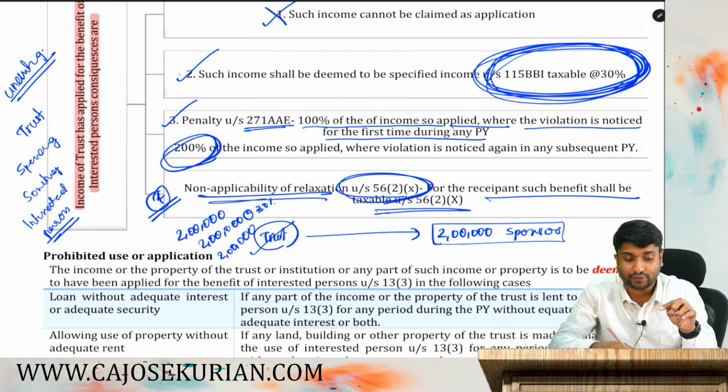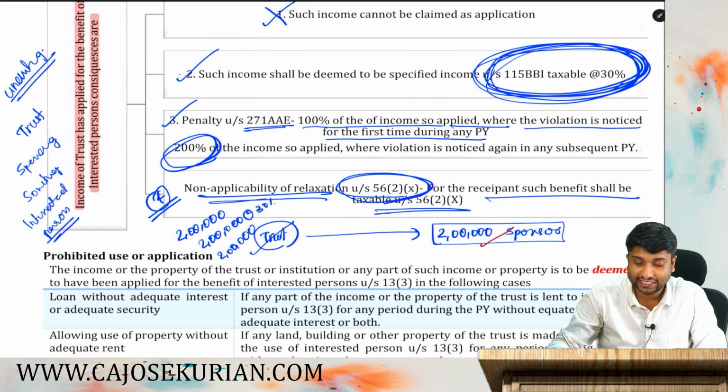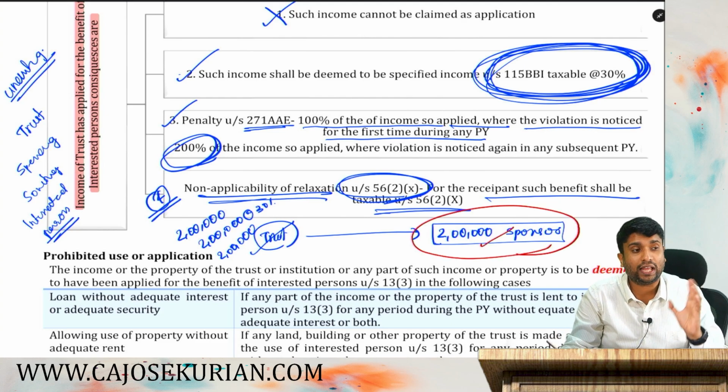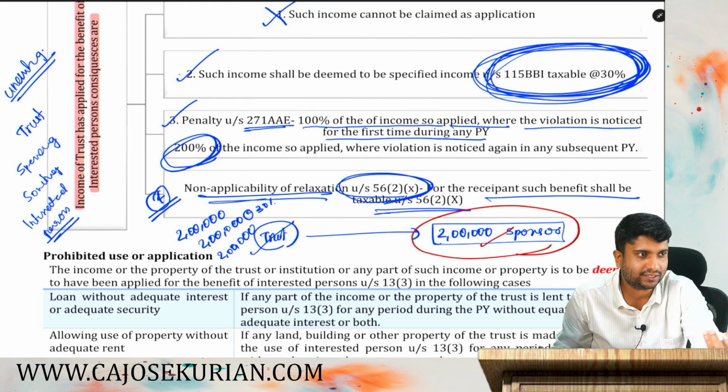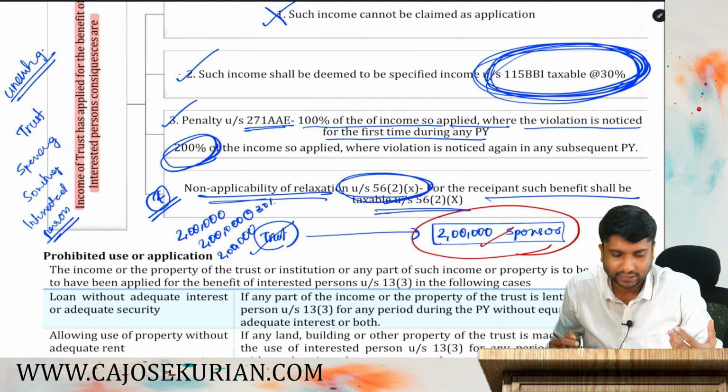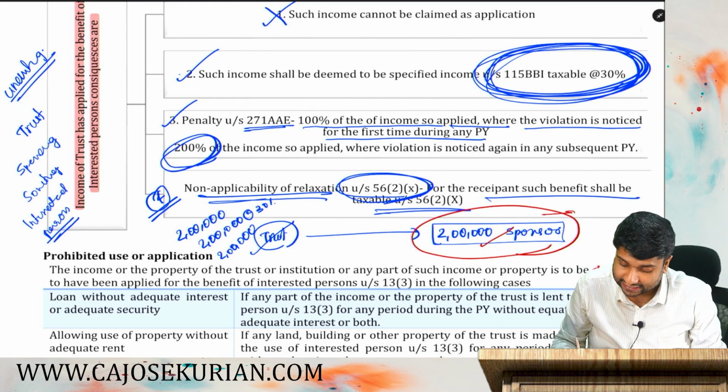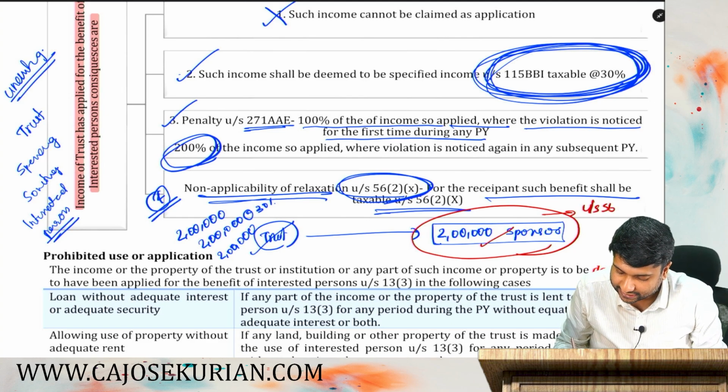There is one more consequence for the recipient. What is that consequence? The sponsor received 2 lakh without any consideration from the trust. That's why it is a benefit to the sponsor. The sponsor took 2 lakh from the trust, and this is considered as an income taxable under section 56 subsection 2 clause number 10.